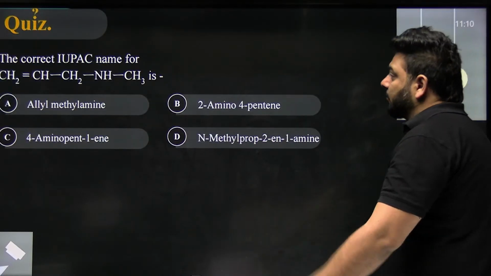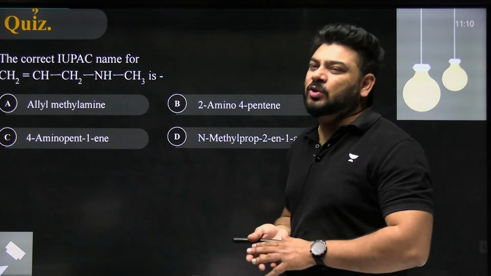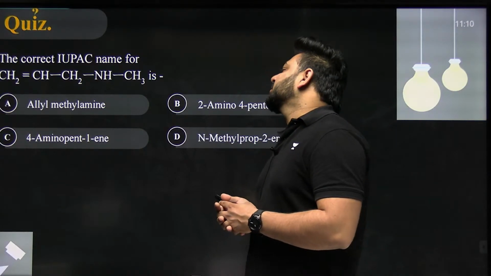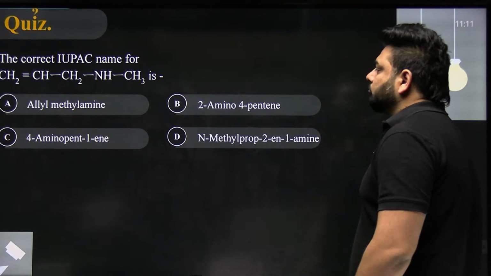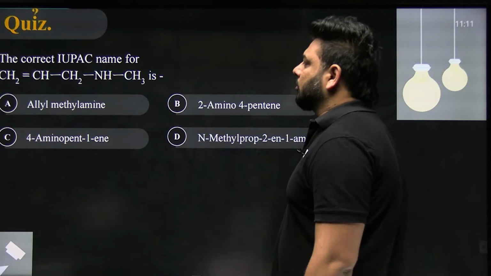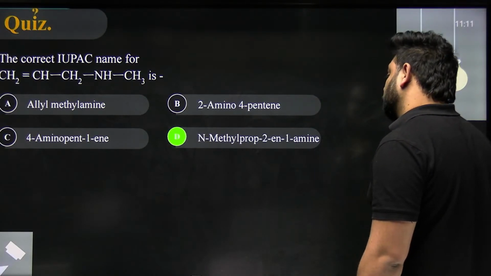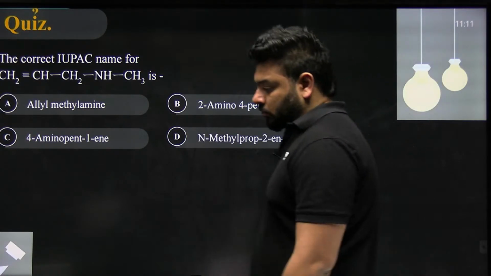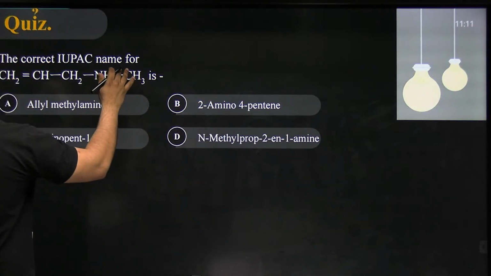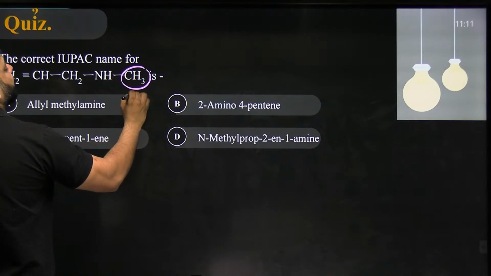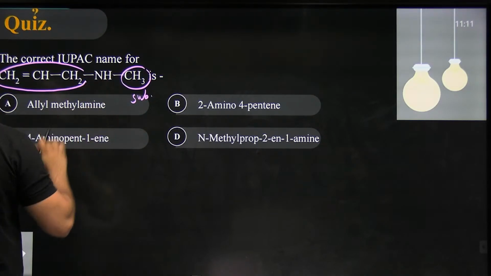This kind of question may come. The next question is the IUPAC naming of this particular compound. As I told you, amine is the functional group, so you have to treat it as a functional group. Do one thing: this could be a substituent, and this could be your main chain, and the amine has the priority.